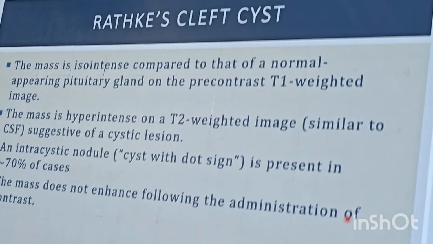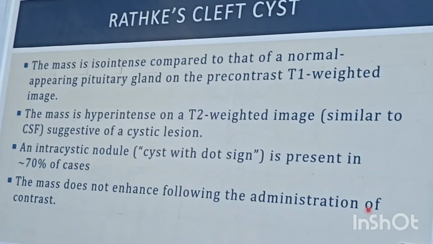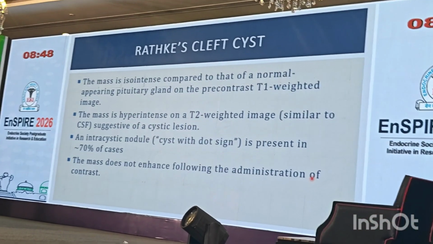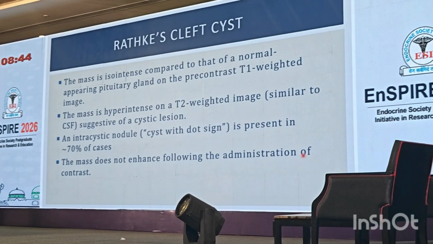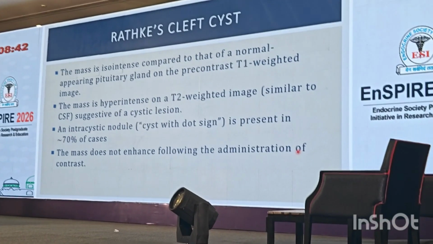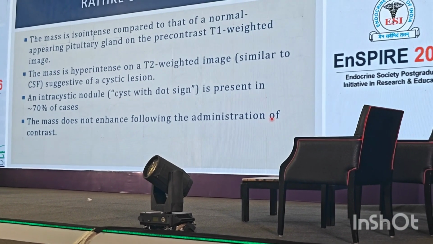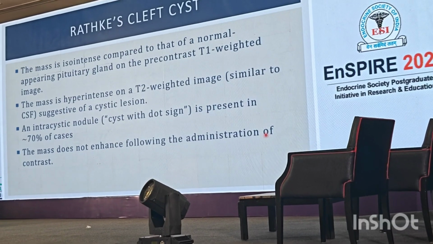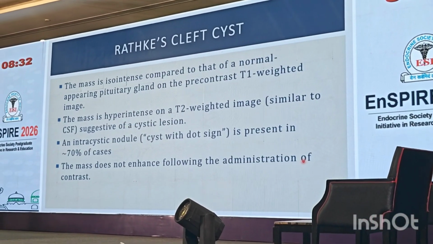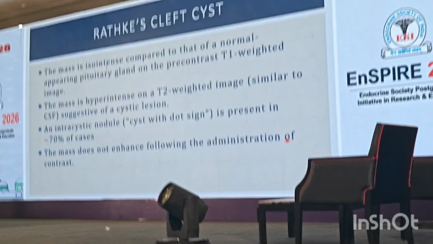So the mass is isointense on T1, the mass is hyperintense on T2, similar to the CSF. So we know it is a cyst, but there is an intracystic nodule. If you do spot this intracystic nodule, you are going to see it in 70% of the cases, quite a few. So then it fits with a Rathke's cleft cyst, and the most important thing is it does not enhance on post-contrast imaging, right? So you do come across this case.